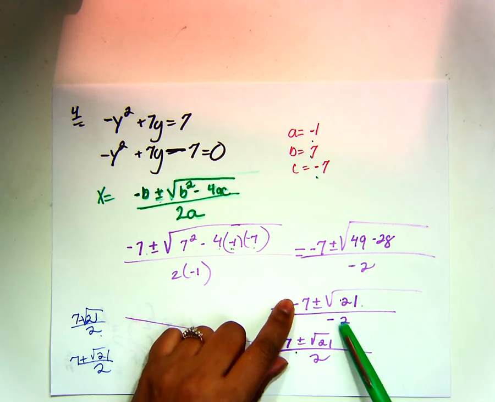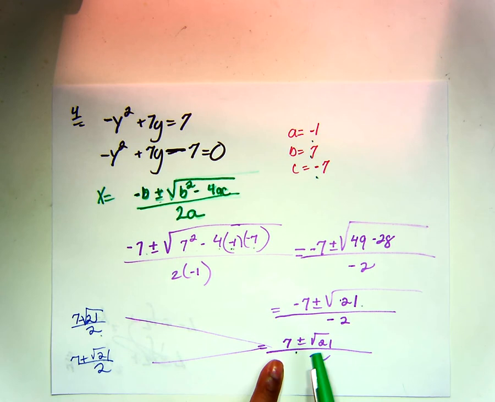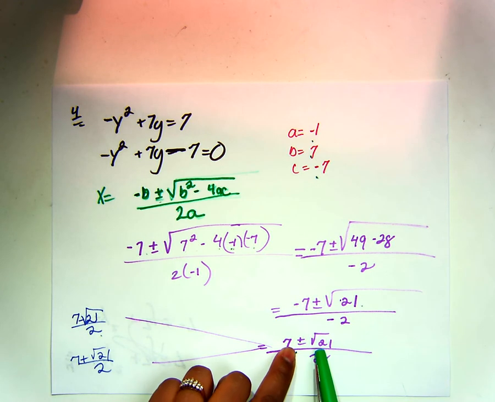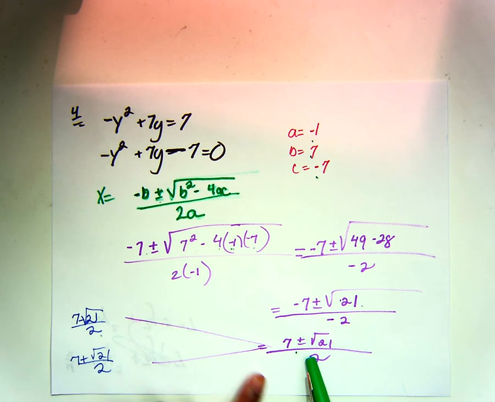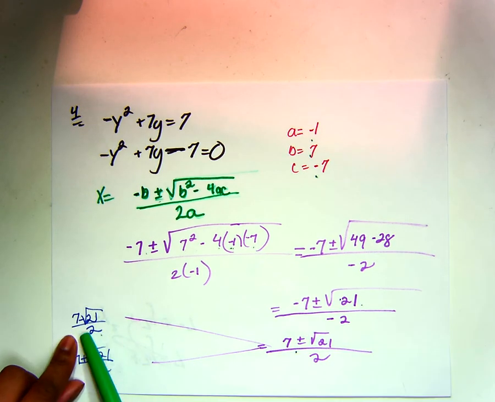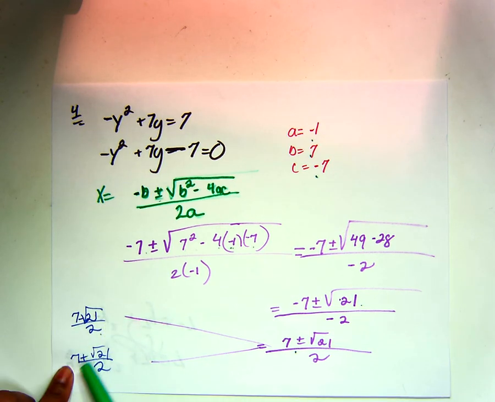Bring everything else down. 21 is not a perfect square. So notice again, radicals have both positive and negatives. So when you write your answer out, it's going to be 7 minus square root of 21 over 2, comma, 7 plus square root of 21 over 2.